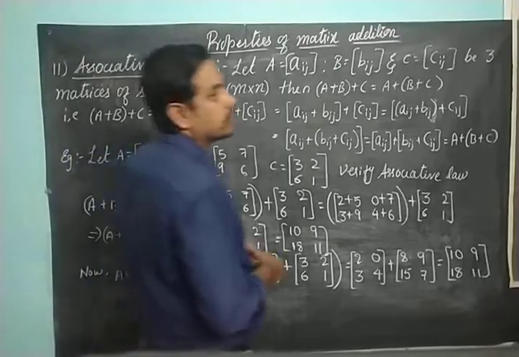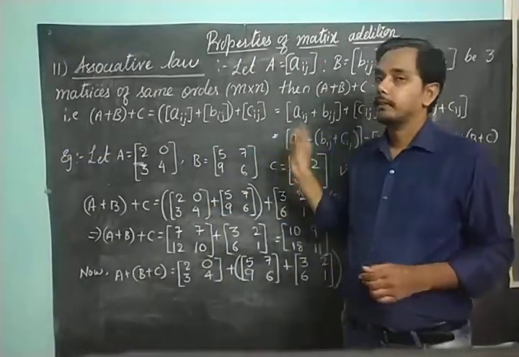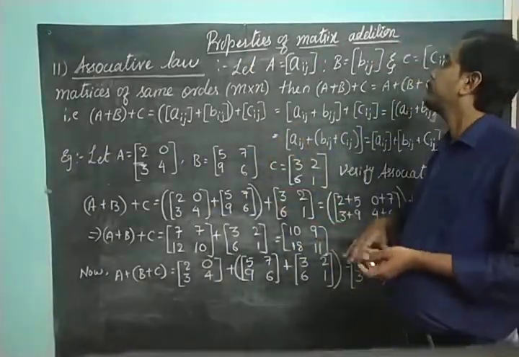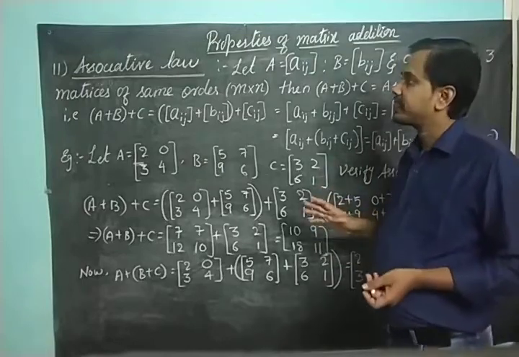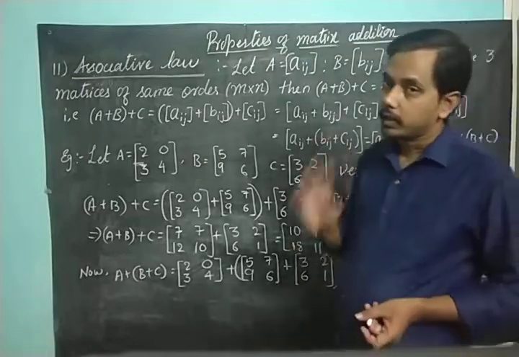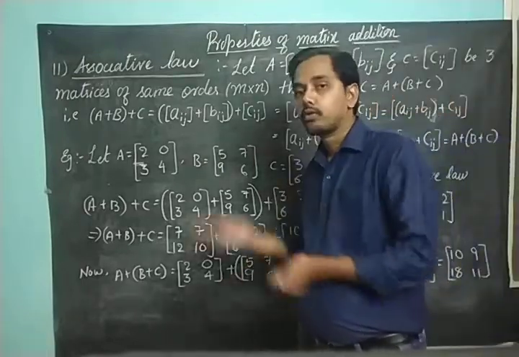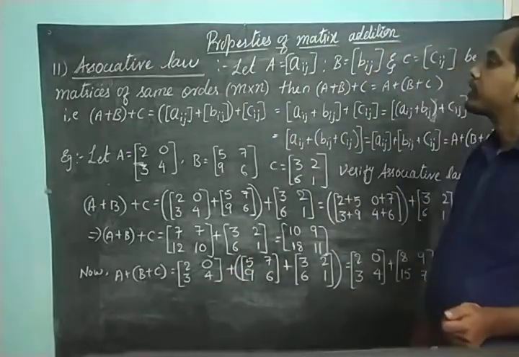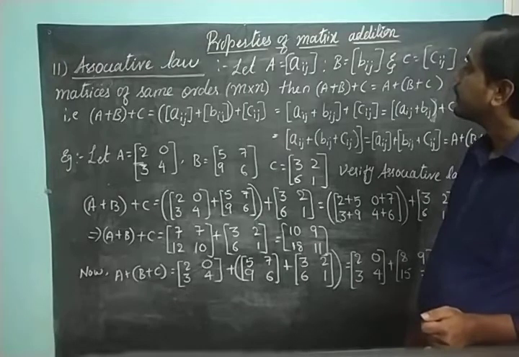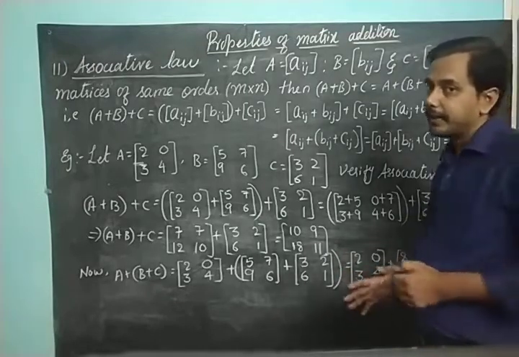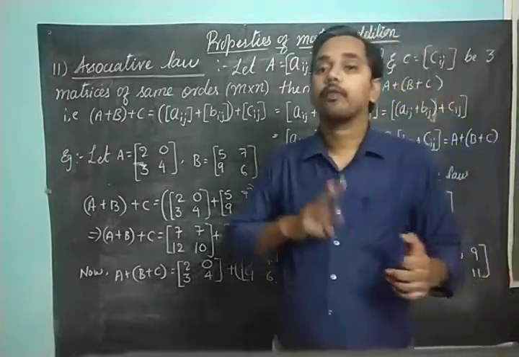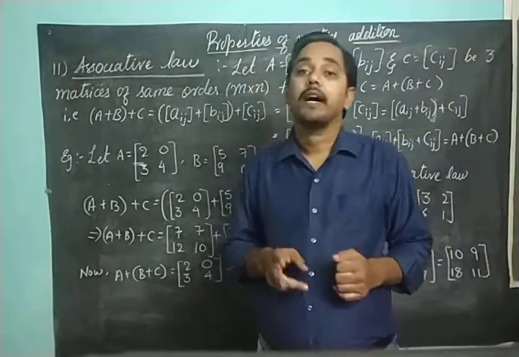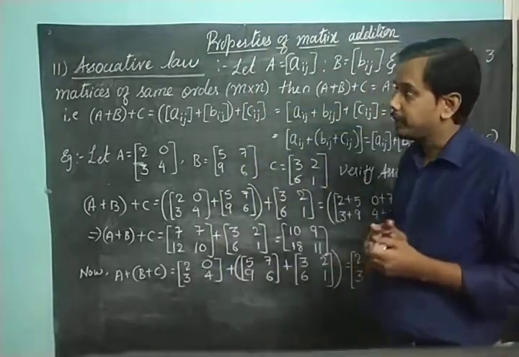Okay friends, we have seen in the previous slide the properties of matrix addition. We have seen something about the commutative law. Now let us move on to the second property, that is the associative law. So what is the associative law? As the commutative law is for two matrices, the associative law is for three matrices.